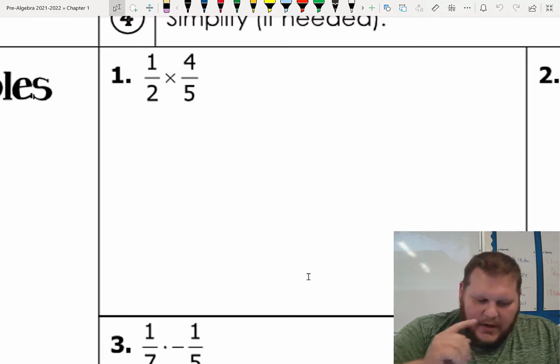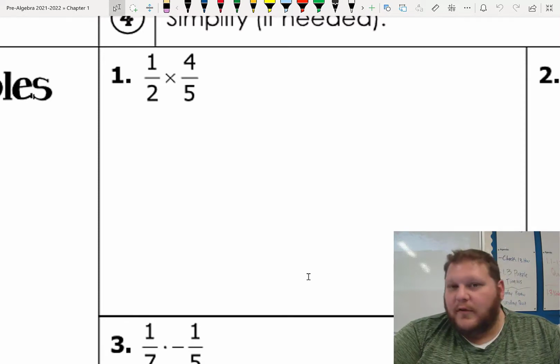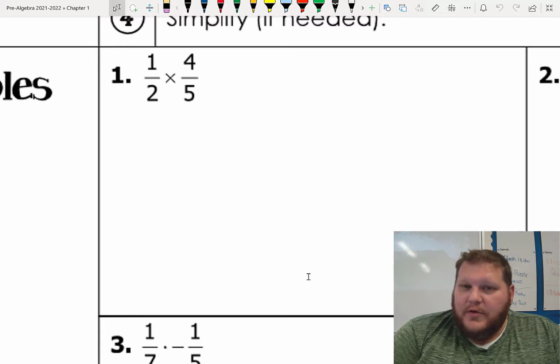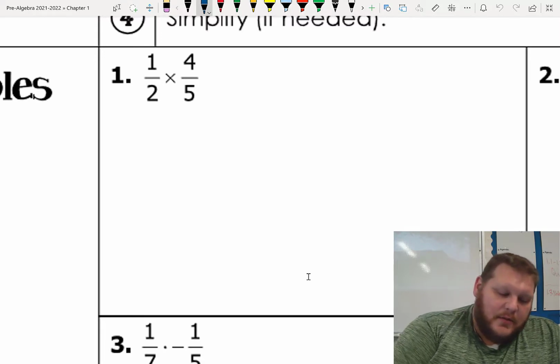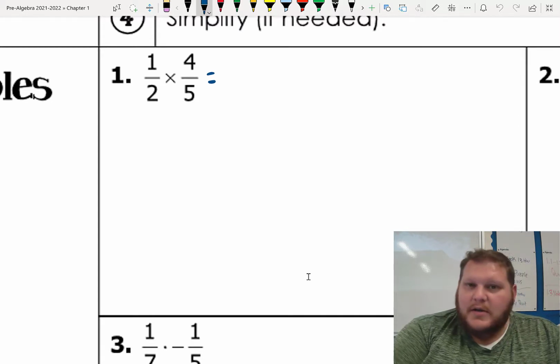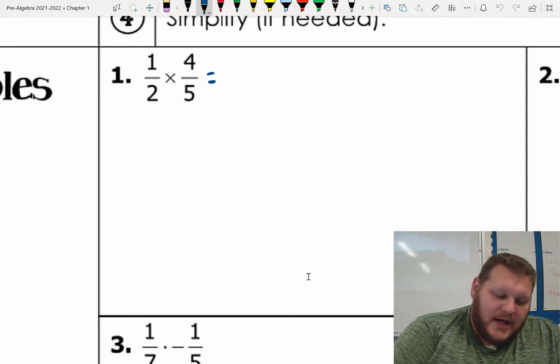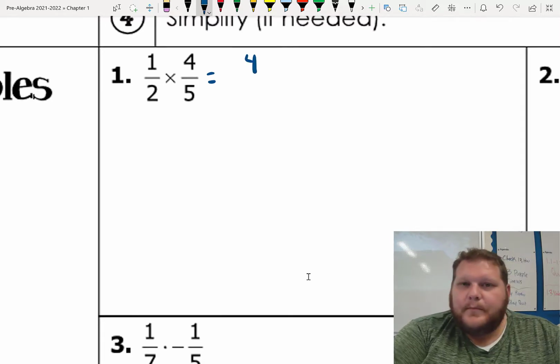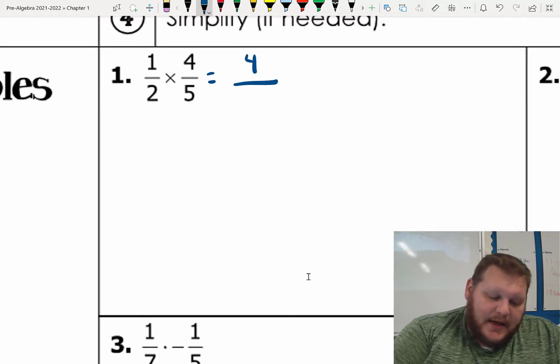So with number 1 here, if we're multiplying 1/2 times 4 over 5, they're already both just single fractions. They're proper fractions in this case. So all I have to do to multiply these together, I just multiply straight across. Our numerators get multiplied together. 1 times 4 is 4. My denominators get multiplied together. 2 times 5 is 10.